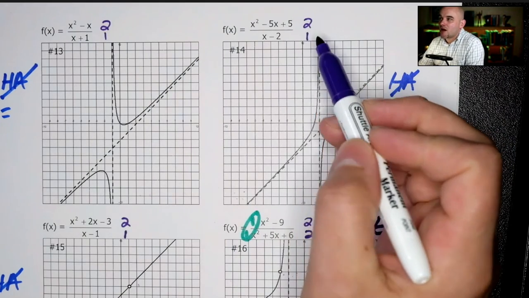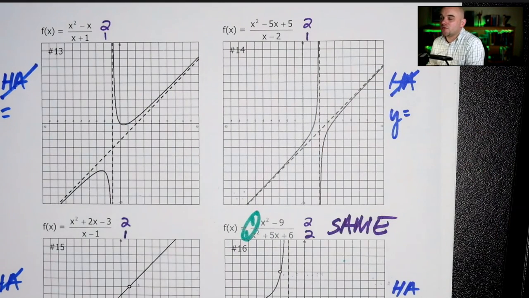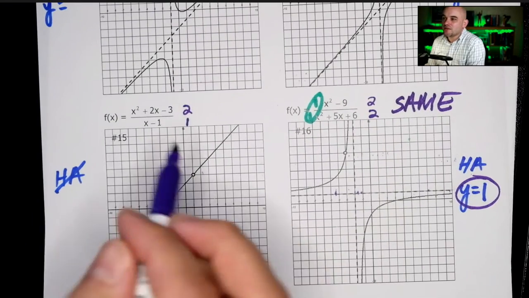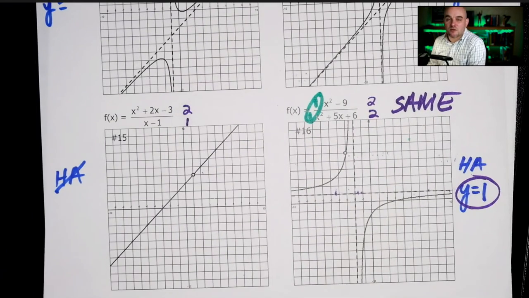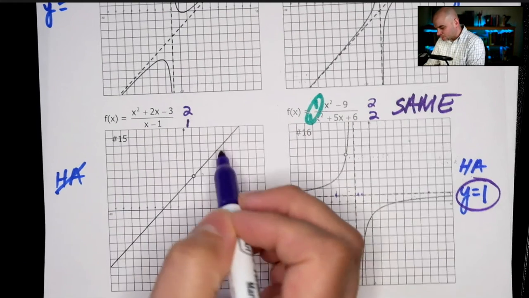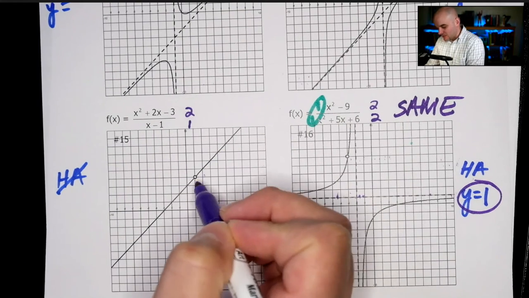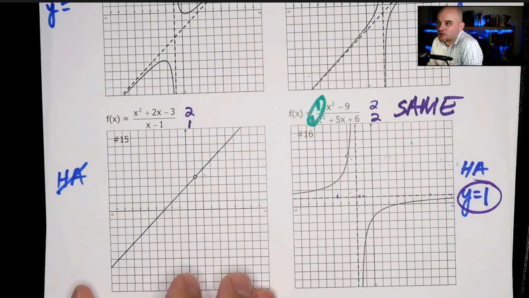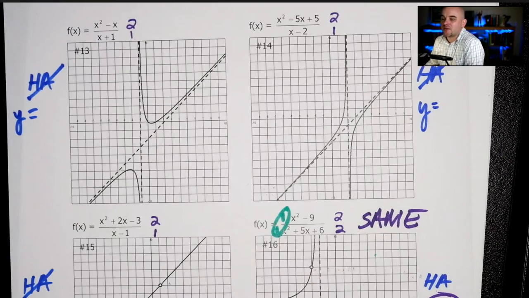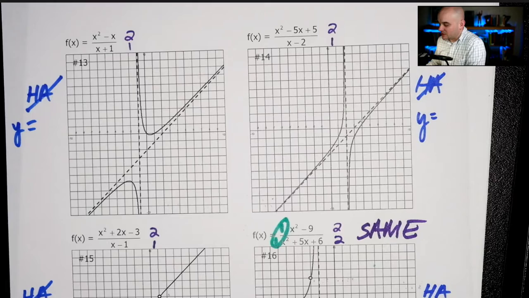The degree up top is larger than the degree at the bottom, 2 and 1 again, and we get a different slant over here. And then this one, same thing's going on as far as the degree of the numerators go, but we have not a slant asymptote, but a line with a hole in it. So what's going on with that? That's not going on with these. Something is making that happen. So that's what we're going to talk about in this segment today.